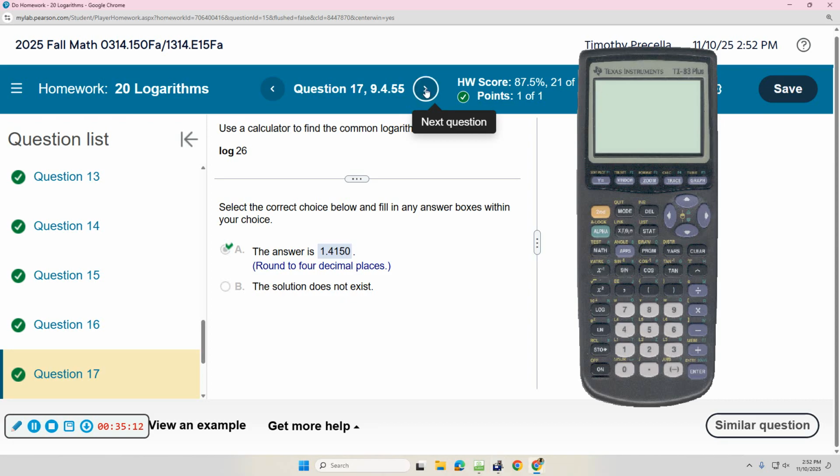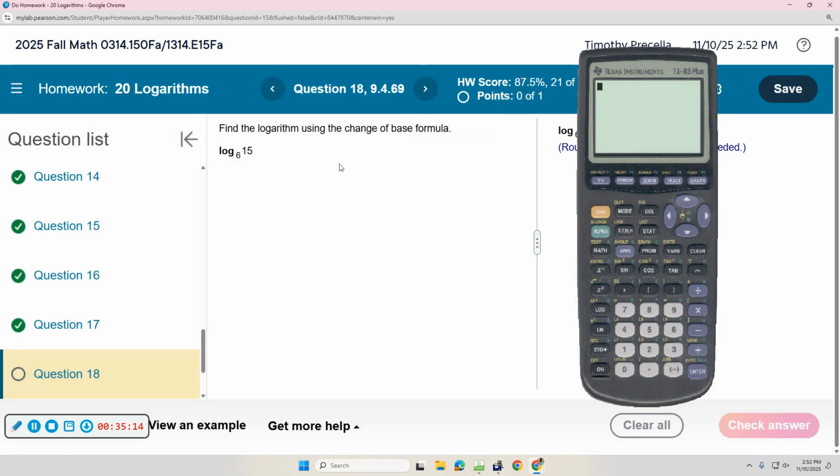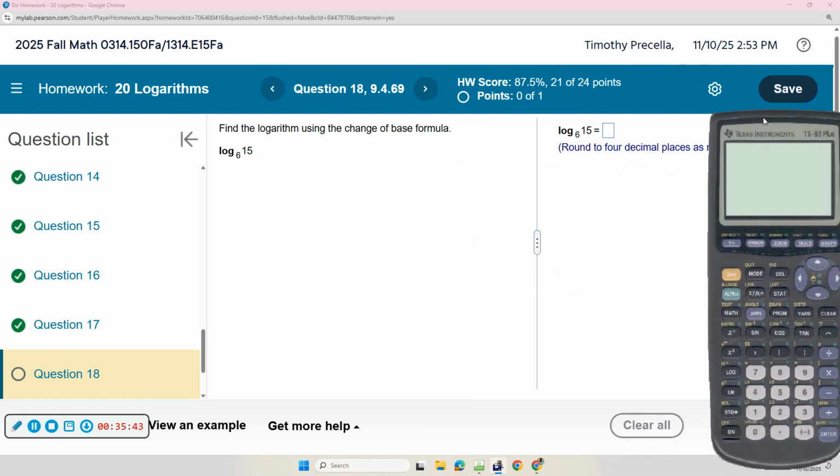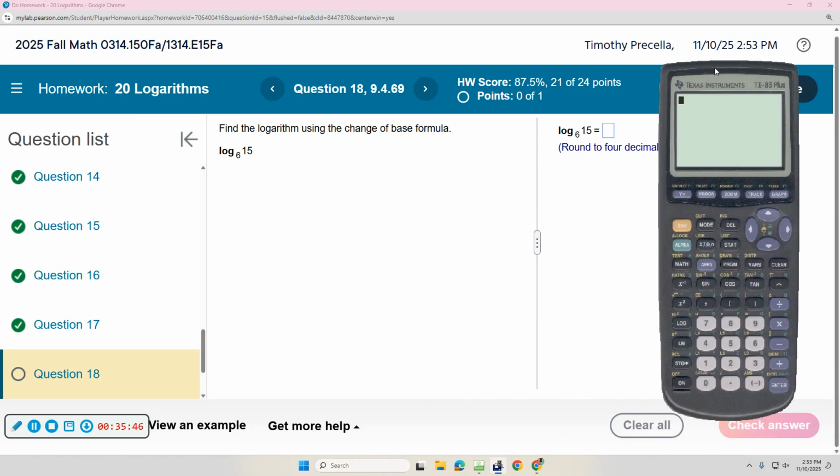Okay, number 18. When you look at my calculator up here, I have two logarithm keys, a LOG and an LN. What's the base of this problem that we have? That's a log base 6, isn't it? Do I have a log base 6 key on my calculator? No, I don't. You might have one. That's what's nice about those Casios. It's amazing what they can do.